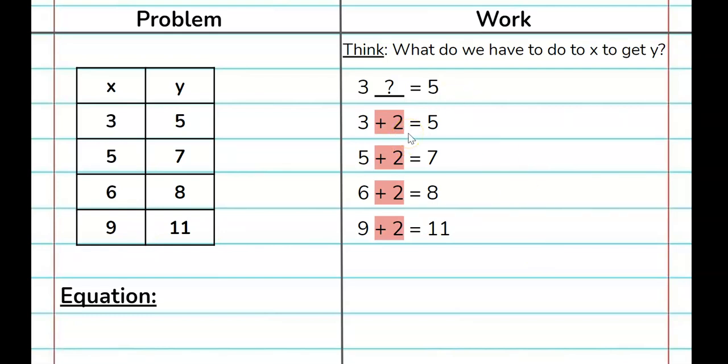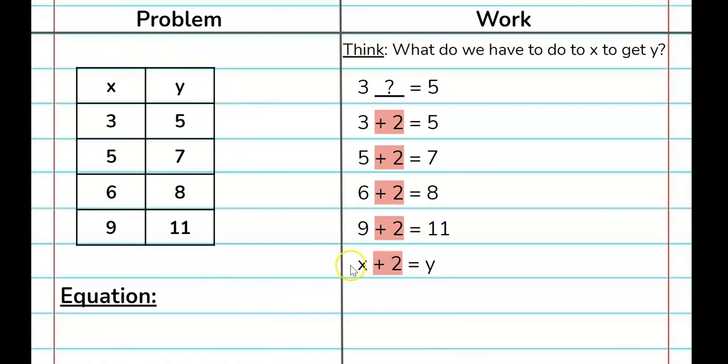Now that we're in 5th grade, instead of just writing the rule, we are going to write an equation. So these numbers here, 3, 5, 6, and 9, they all represented the x column. 5, 7, 8, and 11 all represented our y. So in the place of those numbers, I could put my x and my y. Here's what I just found out. X plus 2 is going to give me y in this function table.